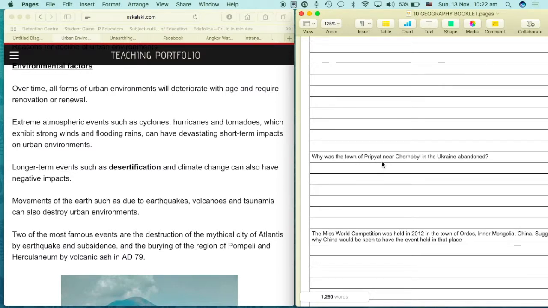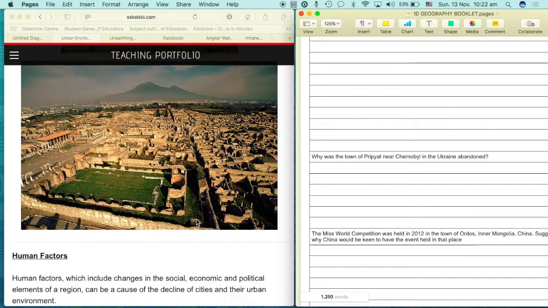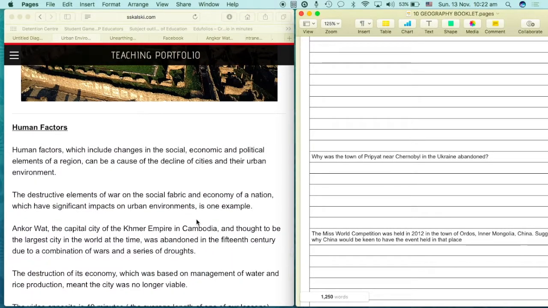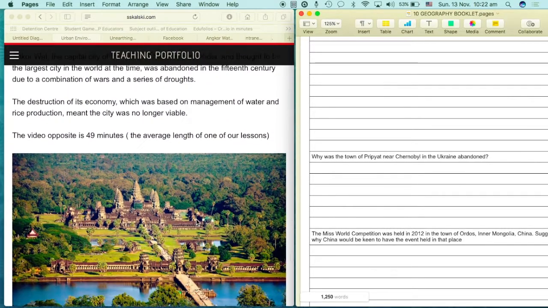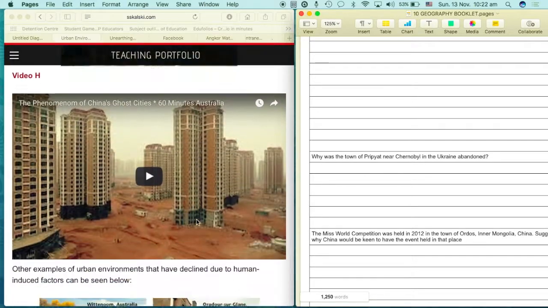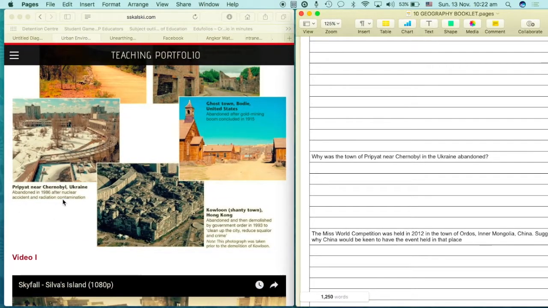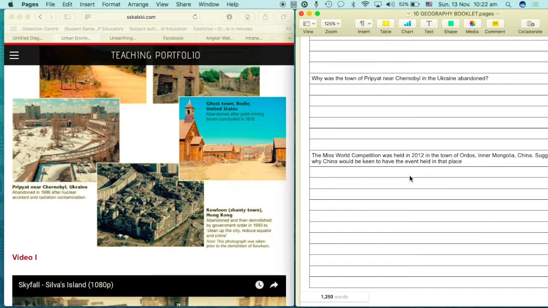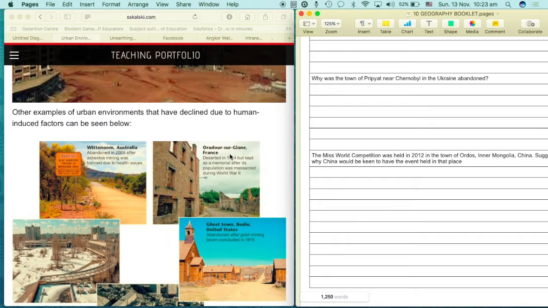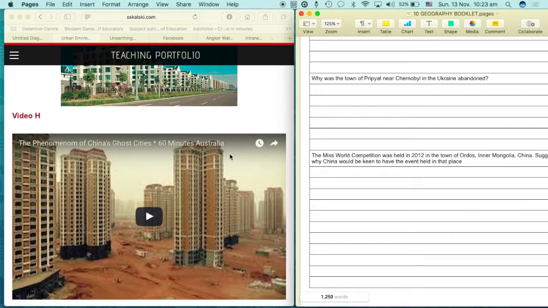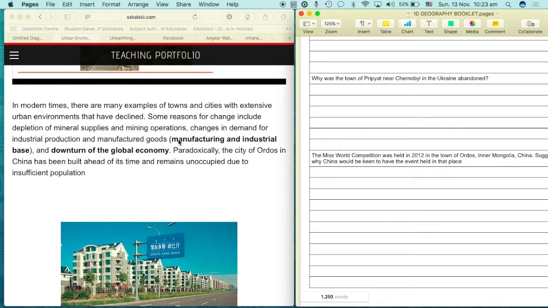Why was the town of Pripyat near Chernobyl in the Ukraine abandoned? Now, it's a pretty straightforward answer. You can go through and find out a little bit more information on it by Googling it. But the answer is pretty much here, that it was abandoned after the nuclear accident. The Miss World competition was held in Ordos, which is mentioned here.